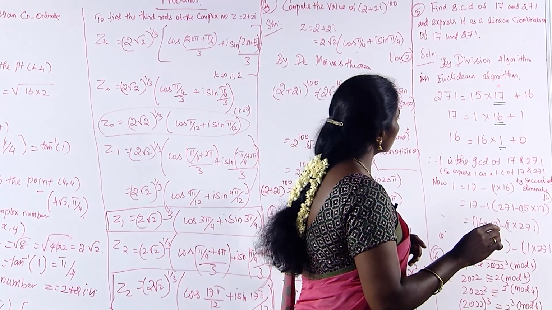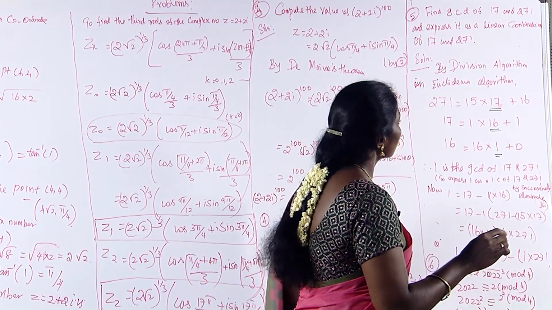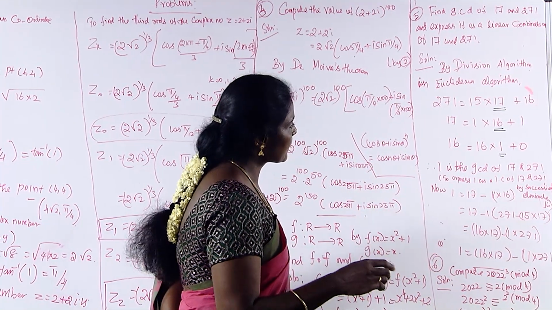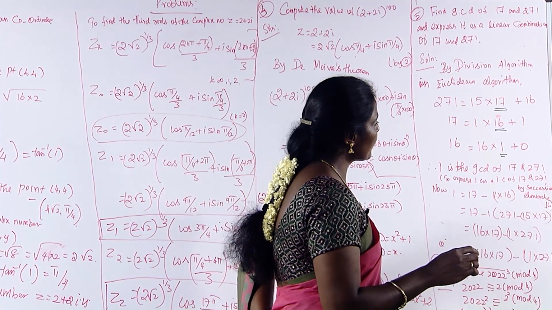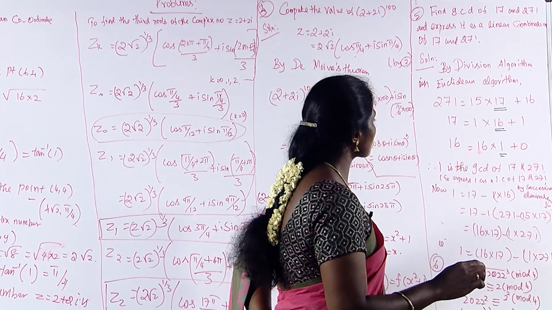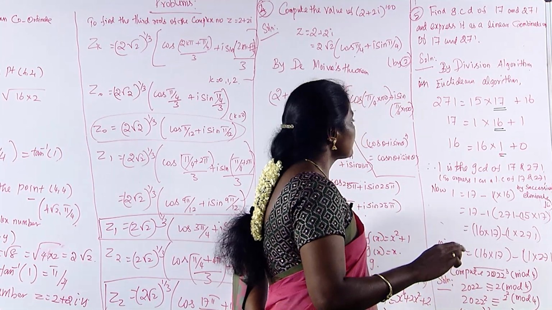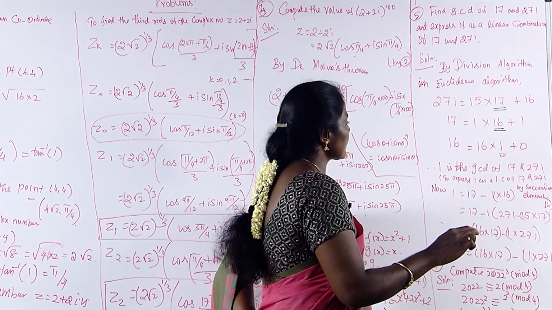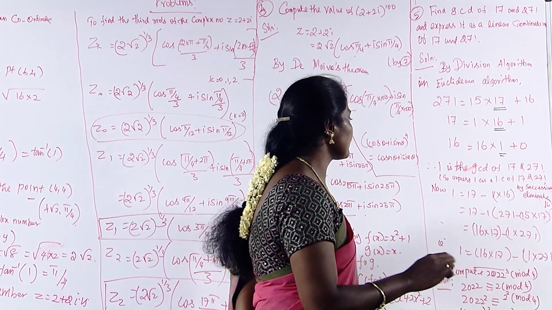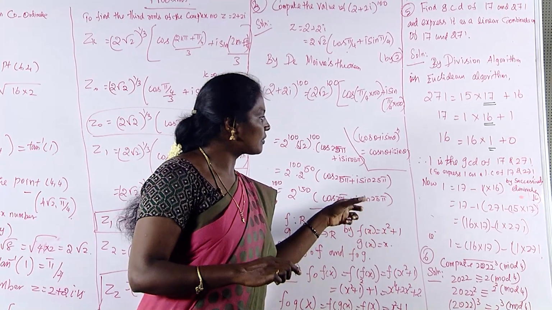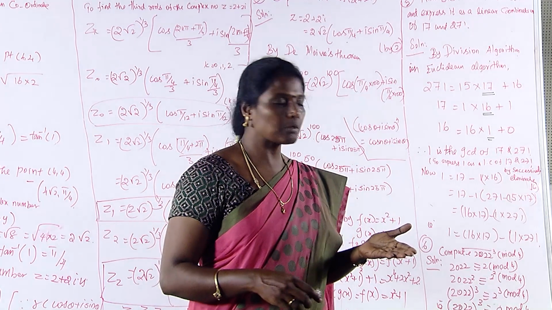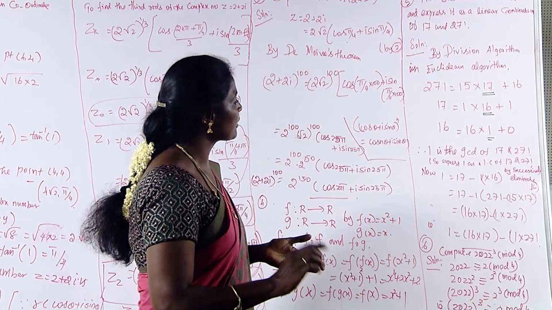So, this is the division algorithm. Now, we are going to express 17 in terms of 16. So, 271 in terms of 17 and 17 in terms of 16. Now, 17 equal to 1 into 16 plus 1, and 16 again in terms of 1, that is 16 into 1 plus 0. So, see here, by the Euclidean algorithm, this is the GCD. Therefore, GCD of 17 and 271 is 1. So, the ultimate proof is that 17 and 271 have no common factor except 1. Therefore, the GCD of 17 and 271 is 1.